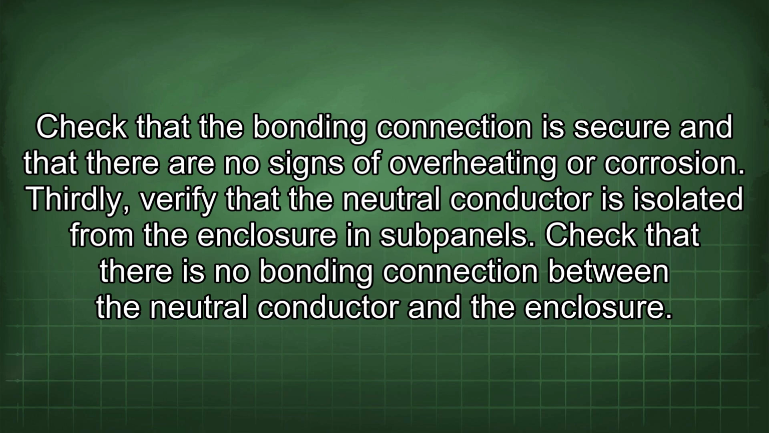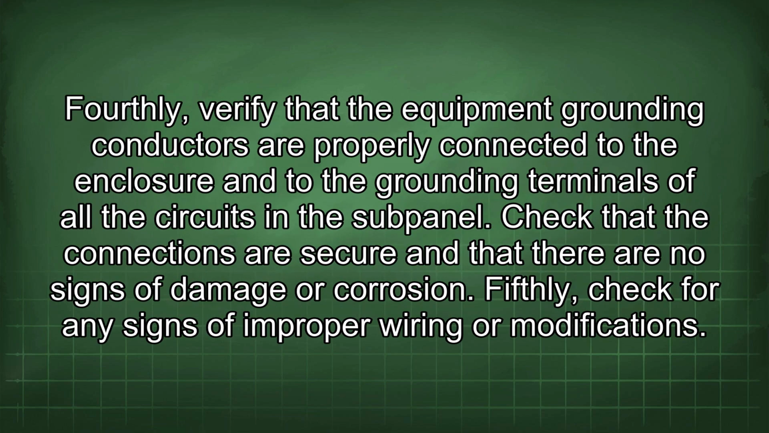Thirdly, verify that the neutral conductor is isolated from the enclosure in subpanels. Check that there is no bonding connection between the neutral conductor and the enclosure. Fourthly, verify that the equipment grounding conductors are properly connected to the enclosure and to the grounding terminals of all the circuits in the subpanel. Check that the connections are secure and that there are no signs of damage or corrosion.